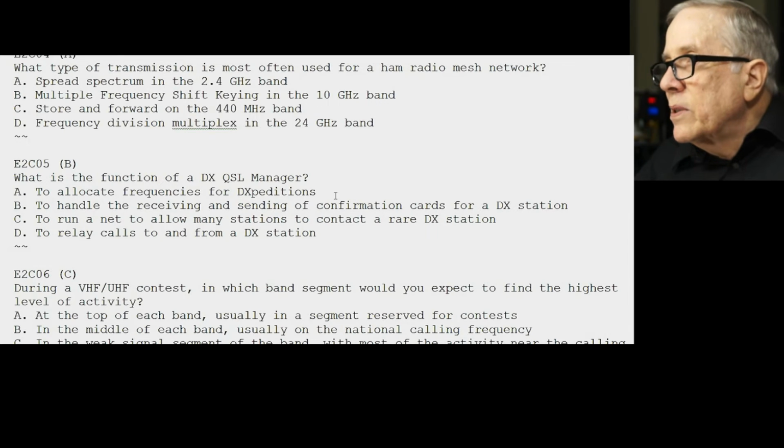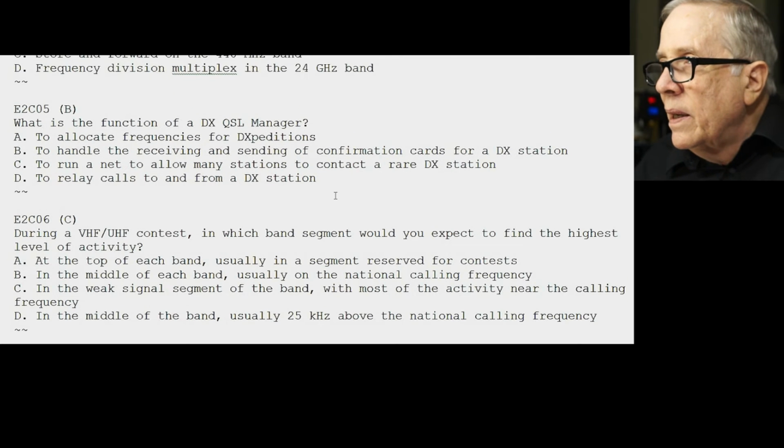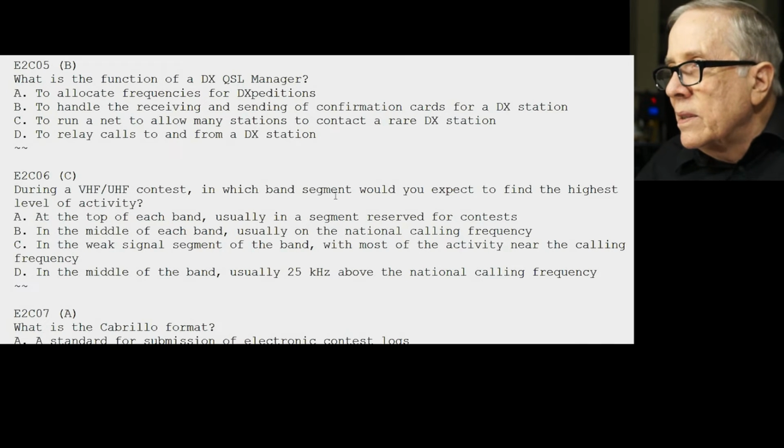E2C05, what is the function of a DX QSL manager? And the answer is to handle cards. It's B. A good friend of mine, N4GNR, Dan Sisson, is QSL manager for a lot of guys.